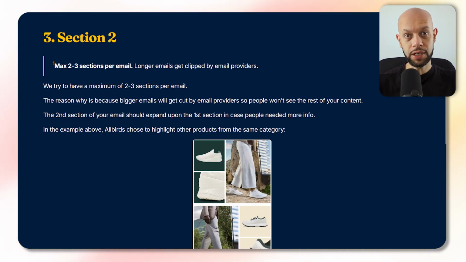And keep in mind that we typically include 2 to 3 sections per email. We like to make them digestible and quick to scan through. The problem with longer emails is that sometimes they get clipped by email providers, as I mentioned before. Try to only include 2 to 3 sections max per email. So the second section should expand on the big idea that you highlighted at the top section.